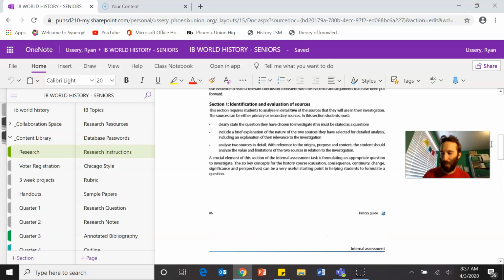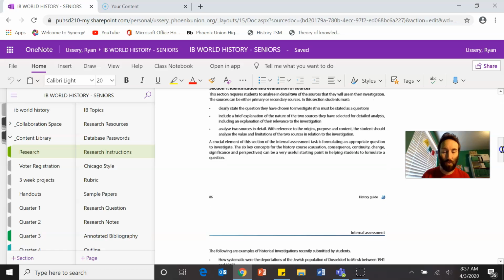Part A is pretty straightforward. It's an intro paragraph including your research question and why it's important, and then the analysis using OPCVL of 2 sources. One of them should be, if not both of them, should be primary sources. You need some primary sources.